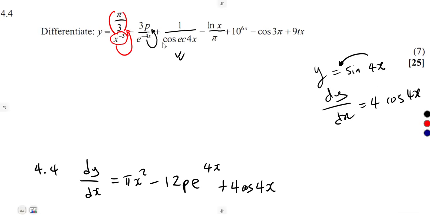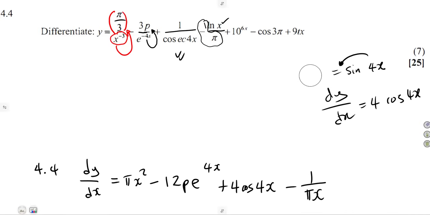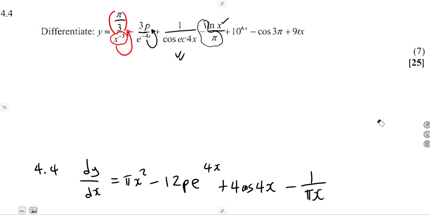We move on to the other part where there is the ln of x. Remember, the derivative of a ln, guys, is 1 over x. But there's already a constant there, minus 1 over pi. So we are just multiplying constant to constant: minus 1 times 1 over pi times x. That's pi x. You find the derivative of ln and multiply it by the constant. 10 to the exponent of 6x.